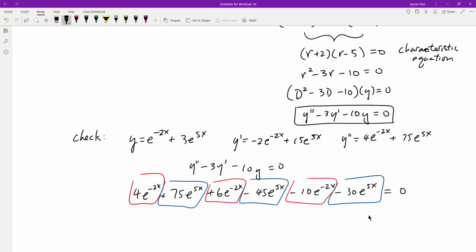And therefore, it does come out to be 0 equal to 0. There you go, it's checked out. Okay, so notice that this allows us to actually try to write the equation based on a given solution.